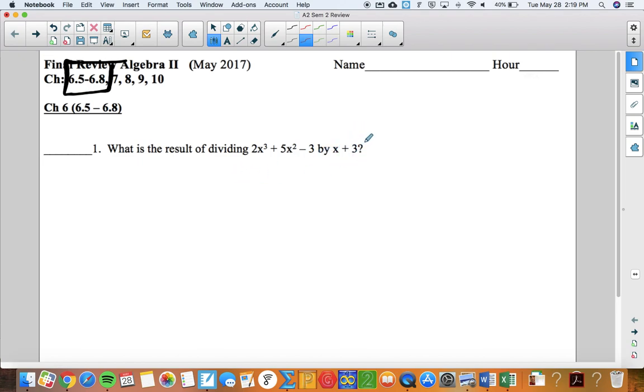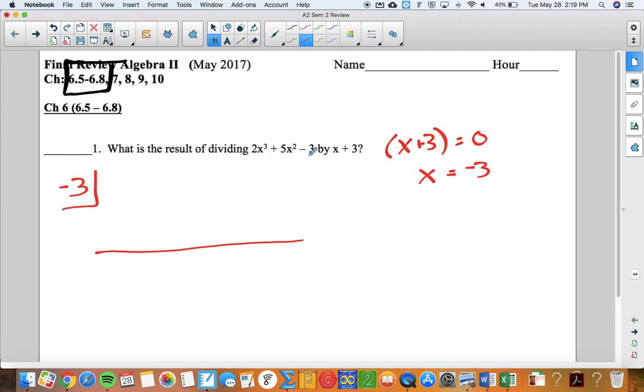So we want to know what a 0 is. And if x plus 3 is a factor, it means that x equals negative 3 is a 0. So we're going to use synthetic substitution here. And negative 3 is what we're going to shoot through. Now we bring down our coefficients.